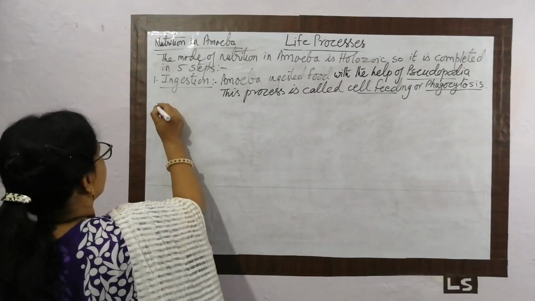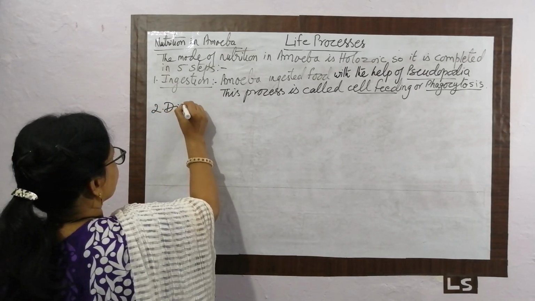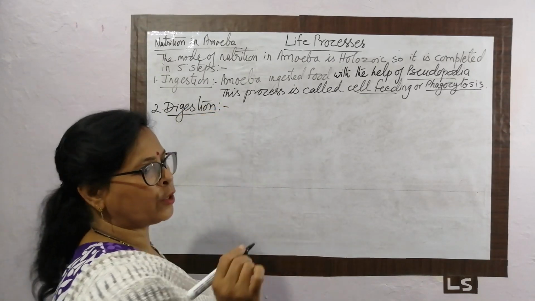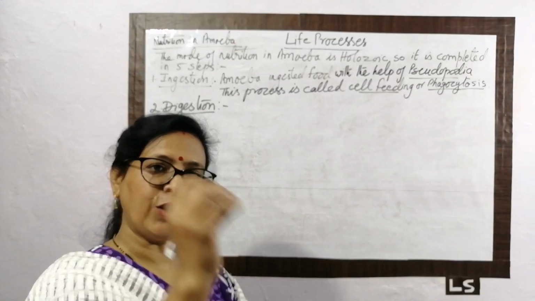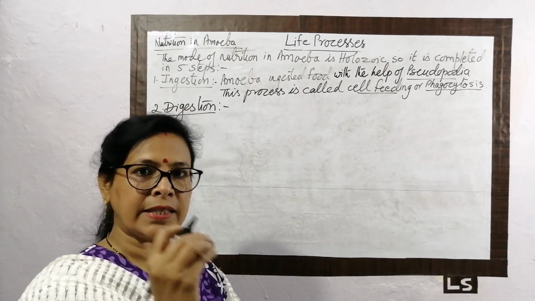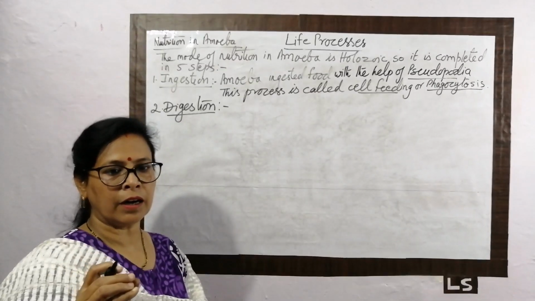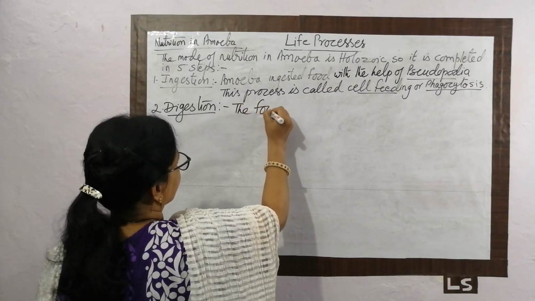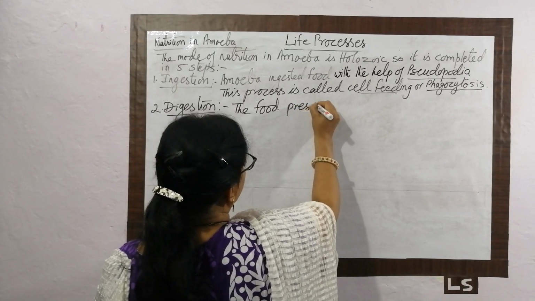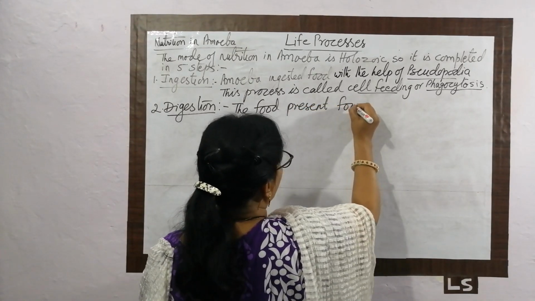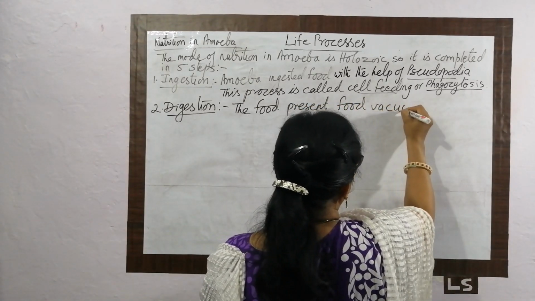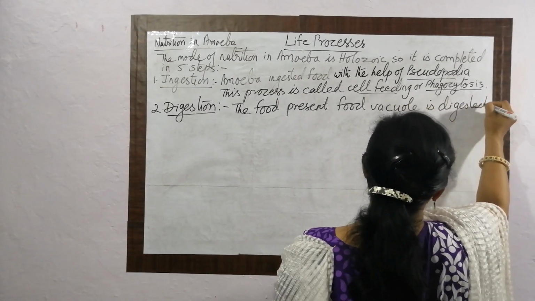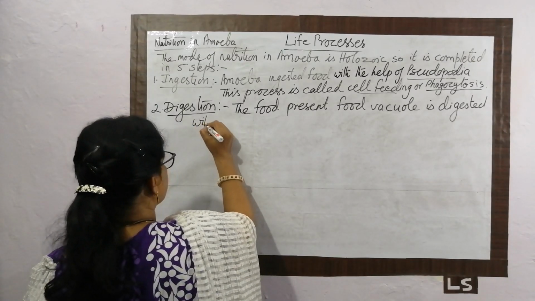Now second is digestion. As I told you, the enzymes are already present in the cytoplasm. Those enzymes act on the food vacuole and digest the food present in the food vacuole. The food present in the food vacuole is digested with the help of enzymes.